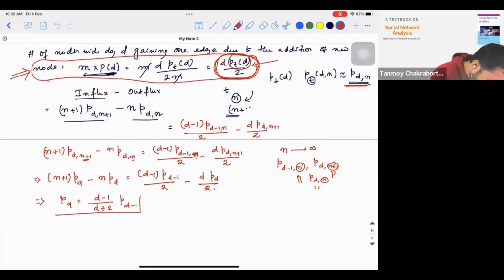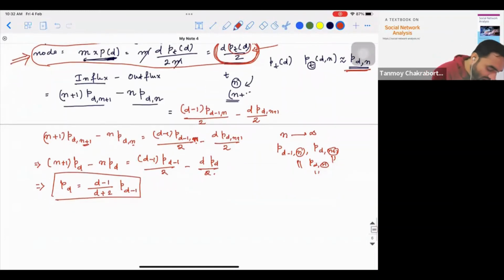Okay, so this is the equation. Now, again, what is PD? PD is something that we are interested to determine. PD is the probability of nodes with degree d. Okay, so you see there is a recursive formulation. So PD is dependent on PD minus 1. Okay, so if we expand it, we basically need to unfold it.